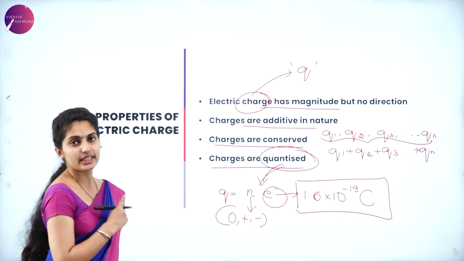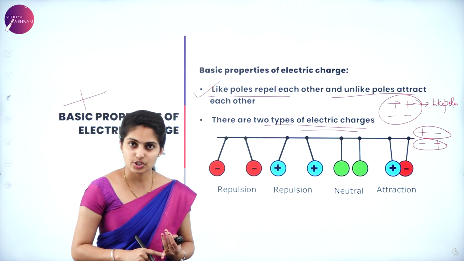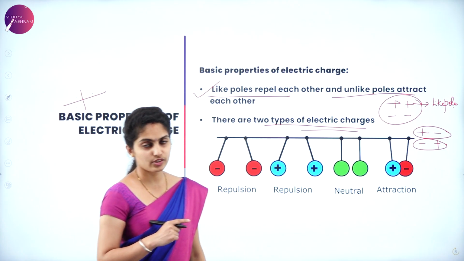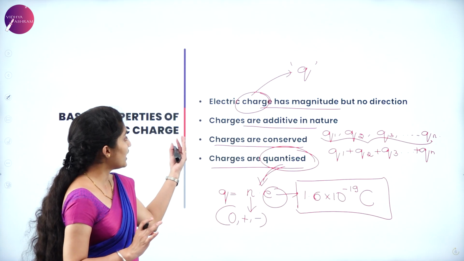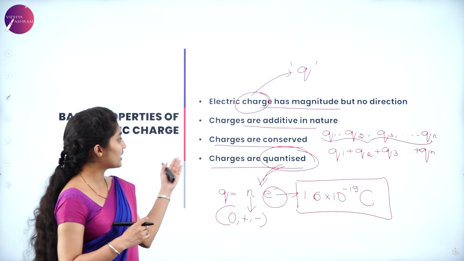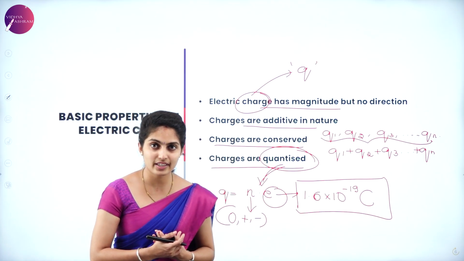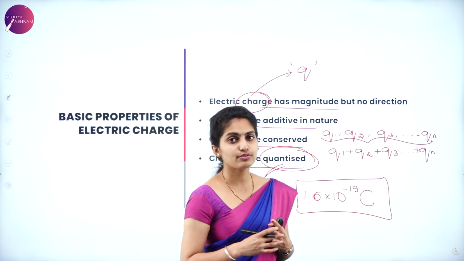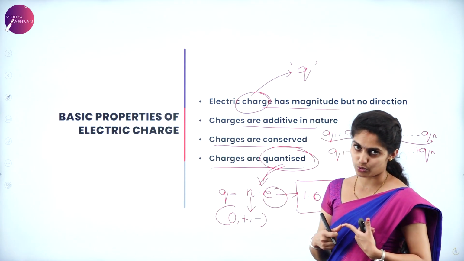Again, getting back to the basic properties of charge: like poles repel each other, unlike poles attract each other. There are two different types of charges, positive and negative, and the one without any charge is neutral. Electric charge has magnitude and is represented by Q. Electric charges are additive in nature, and they are quantized as well as conserved.